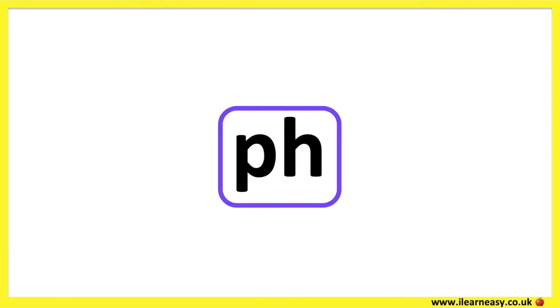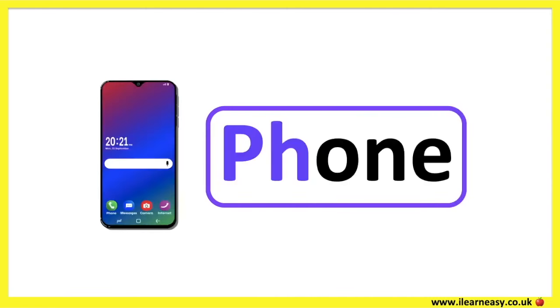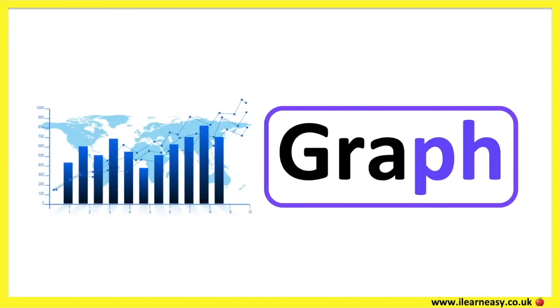The consonants P and H make the F sound. F. Phone. Graph. Dolphin. The dolphin swims fast.